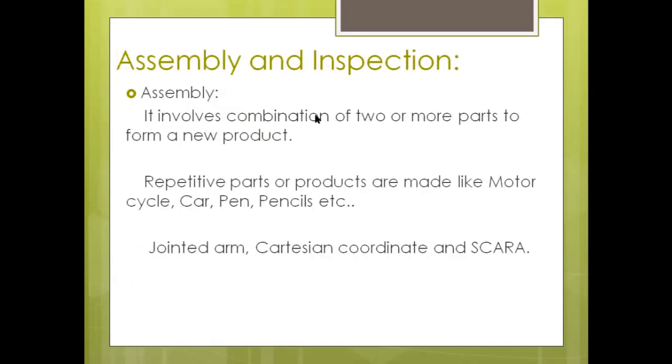Next, assembly and inspection. Assembly, as the name itself indicates, involves combination of two or more parts to form a new product. The best examples are car, cycle, motorcycle, pen, pencil, etc. These are all assembled products. A car has many parts, right? It has a chassis, a body, a steering, a gearbox, an IC engine, and other parts.